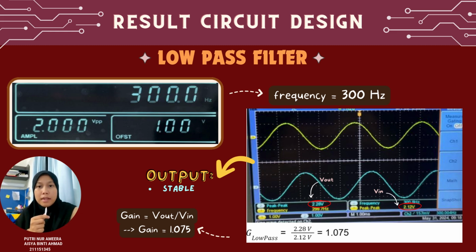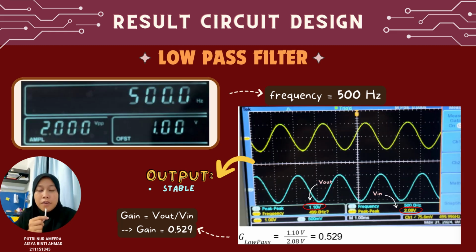We may state that the filter starts to reject a particular high frequency. So, to prove that there is a major decrease in the output voltage when the frequency exceeds 100 Hz, we change the frequency to 300 Hz and also 500 Hz. At 300 Hz, the gain becomes lower, which is 1.075, and the output is stable. Lastly, for 500 Hz, the gain becomes much lower, which is 0.529.